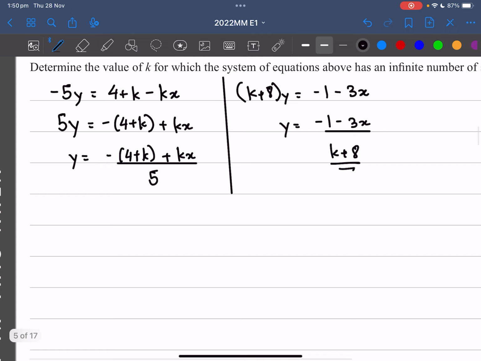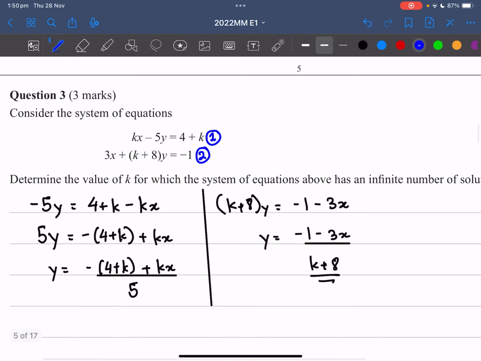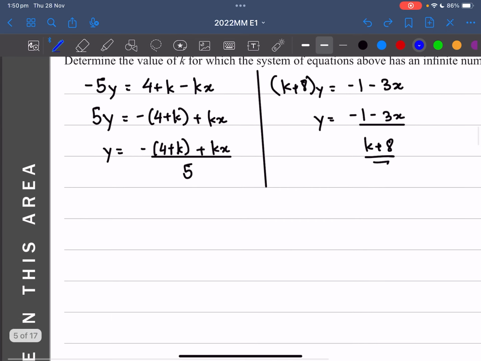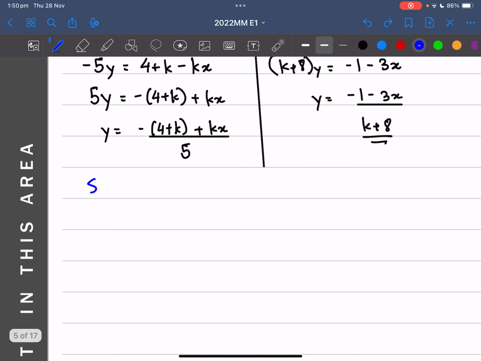Okay. Now, as I said earlier, we'll have to equate the gradients, because if it has an infinite number of solutions, that means these two lines are exactly the same. So they will sit on top of each other basically, if you plot them, that is. Alright, so let's write that down. Same gradient.